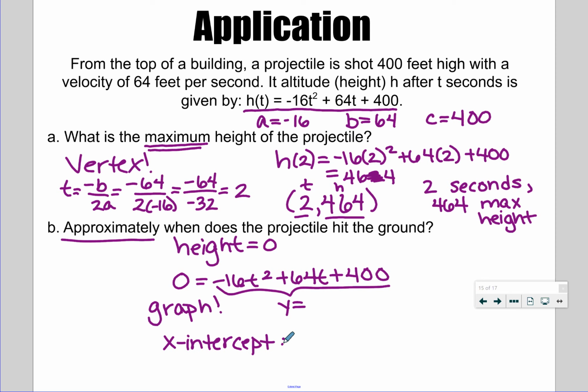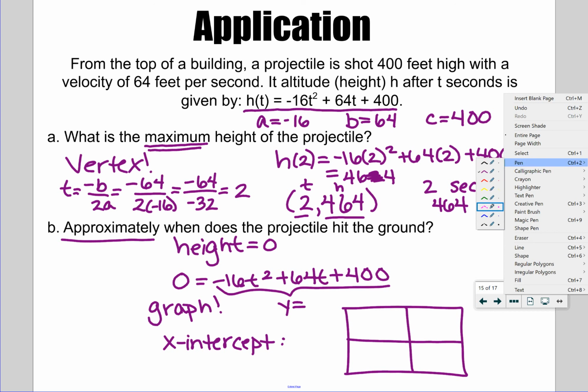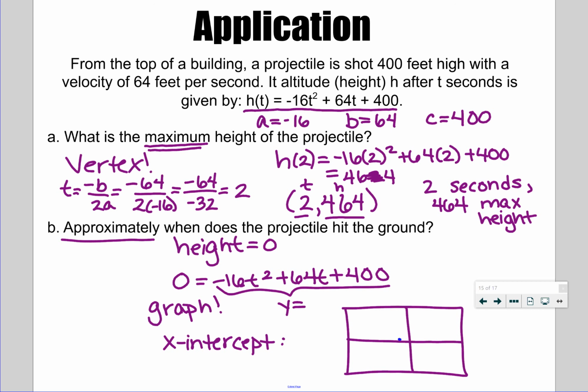In your calculator in y equals, you can type in negative 16x squared plus 64 times x plus 400. And you can just graph that in the standard window. You can always change it if you need to. I'll show you the picture that I get in my calculator in the standard window. Here's my graphing calculator screen. I see my tick marks. I see a line going like this, and then another line going like this. So you can see it's a parabola opening down.